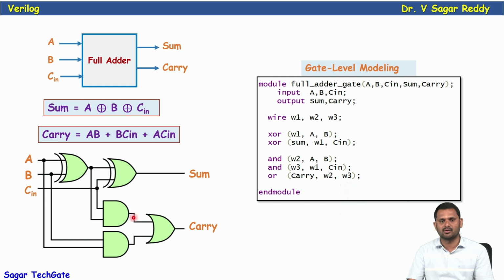So this is W3. How do I get W3? The output of this XOR, W1, and here this is C in. W1 and C in as the input, then we'll get W3 as the output. So like that we can describe it.